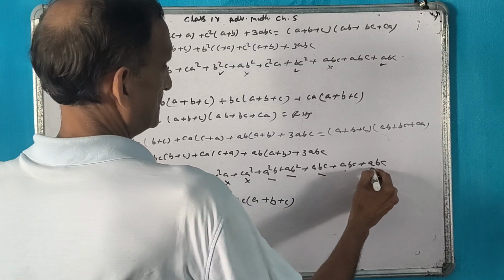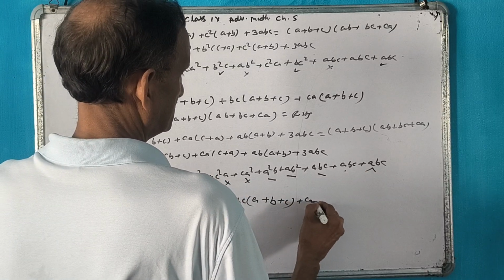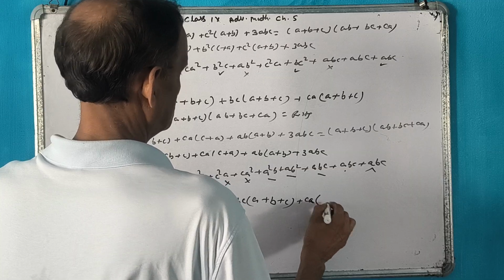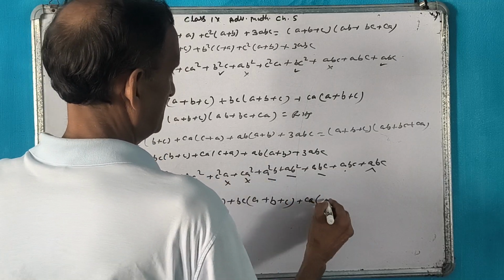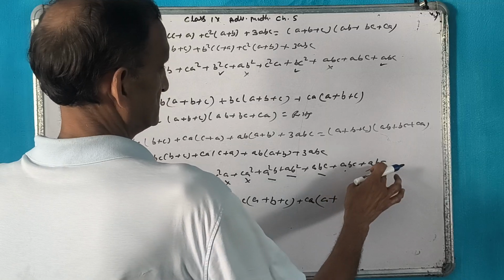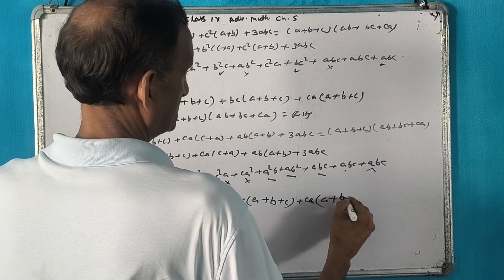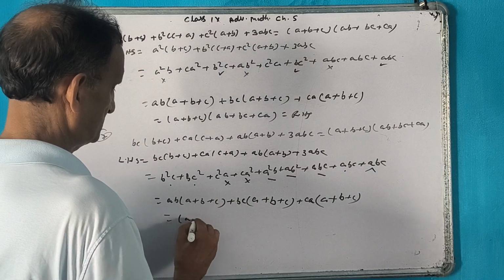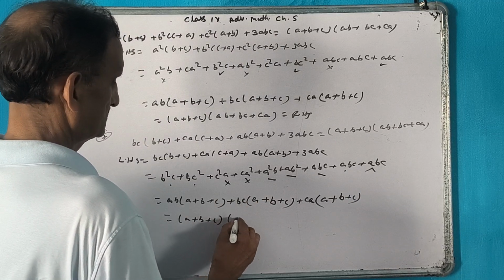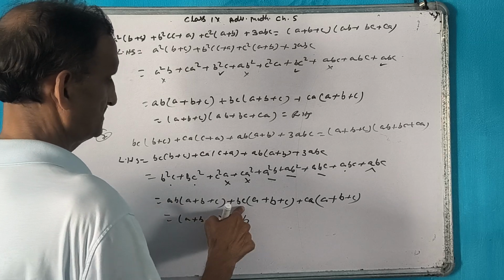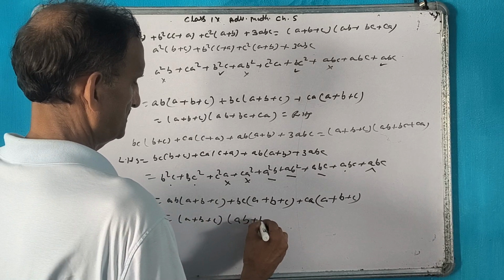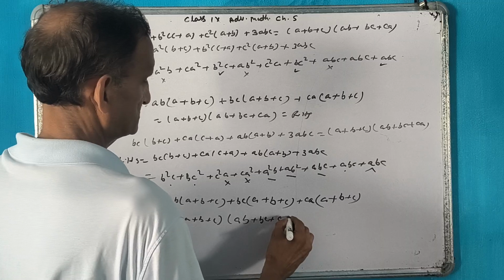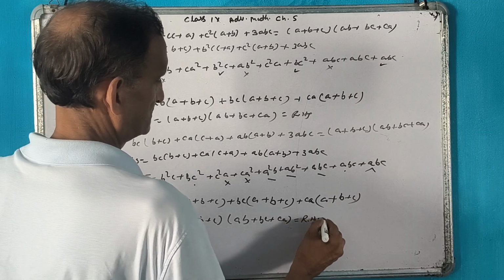This, and the last one, what is common? CA. CA is common. If you take CA common, what will you get? A. What will you get? B, and here C. Again similarly all the 3 terms have A plus B plus C common. So what is left? AB plus BC plus CA. AB plus BC plus CA. This was the right hand side.